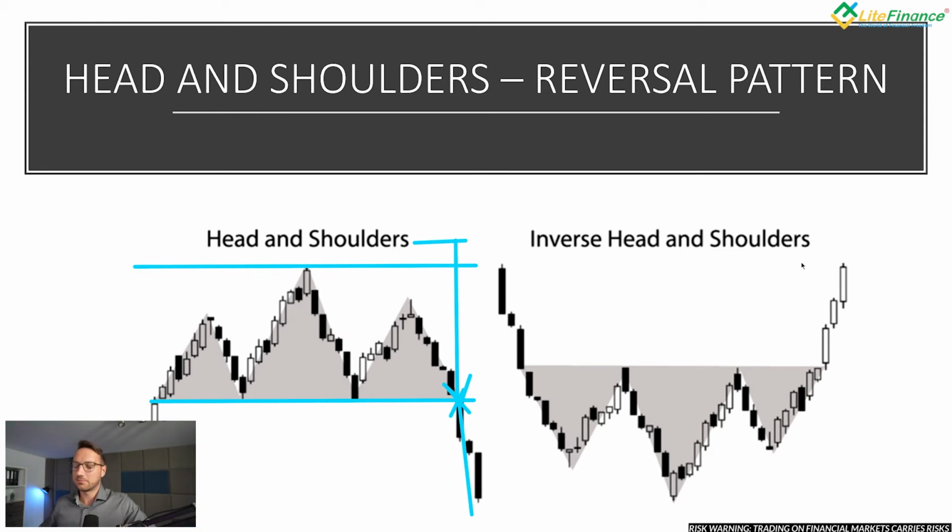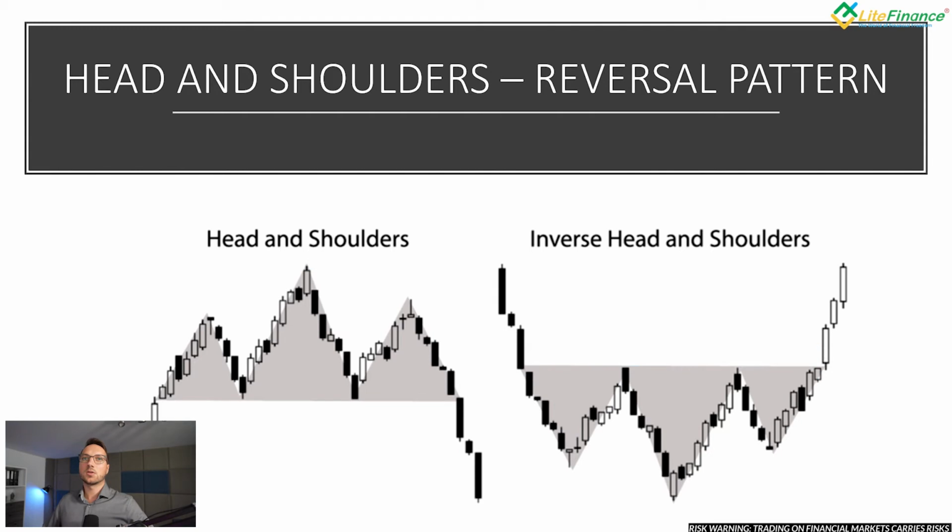Inverse head and shoulders, basically the same situation in the opposite direction. Clear move to the downside. First bottom, highest point. Second bottom, lower than the previous one. Highest point more or less on the level of the previous one. And the third bottom, more or less at the level of the first one. And breakout of this line. So now let's talk about the examples.